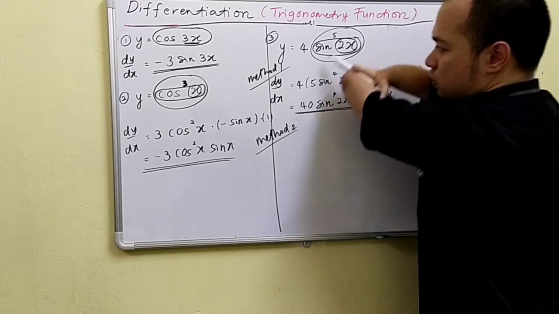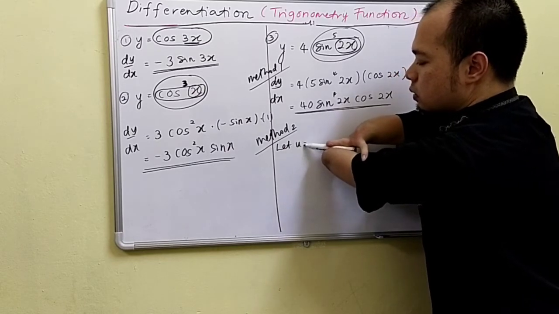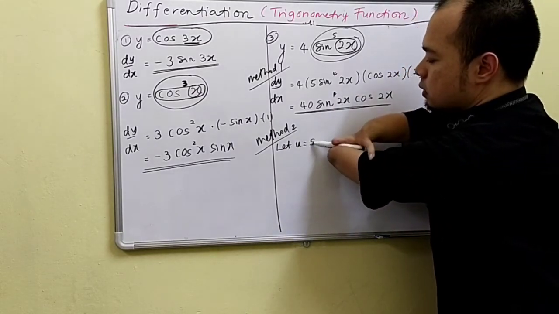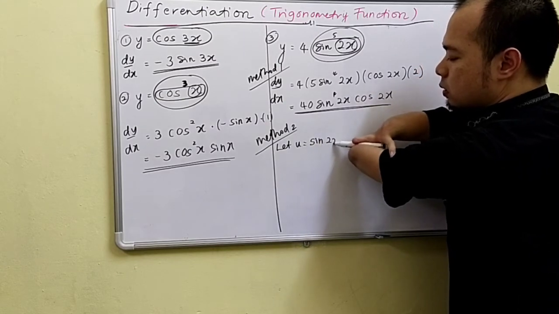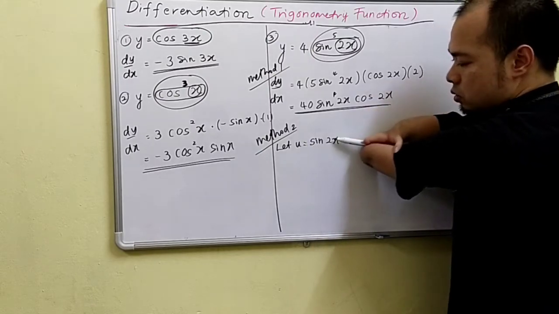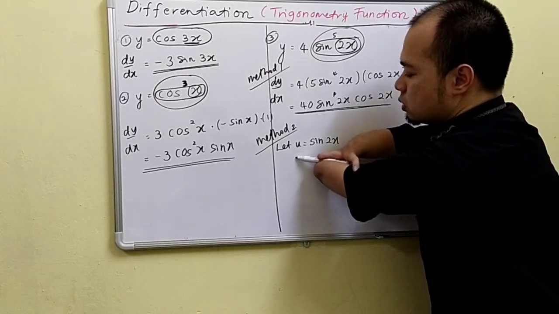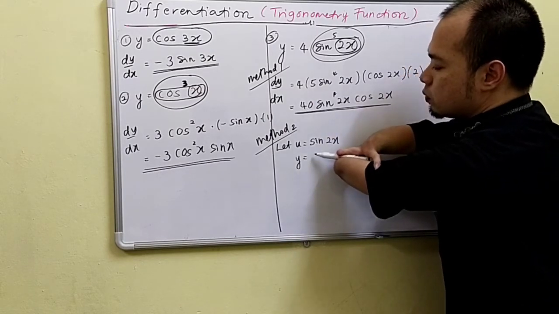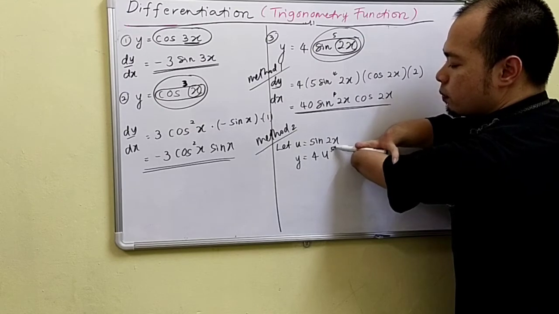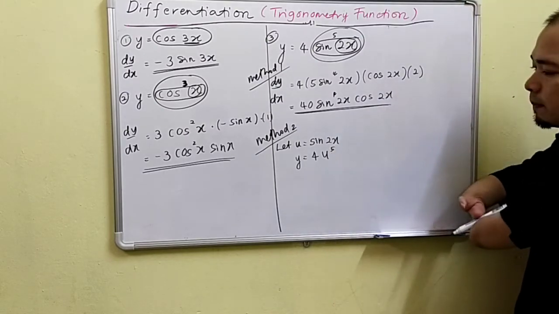How to use chain rule? Same question. So let u is equal to sine 2x. If you want to use chain rule, this is your u. So when u is equal to sine 2x, what will happen to your equation? So y is equal to 4u to the power of 5. Differentiate each of them.